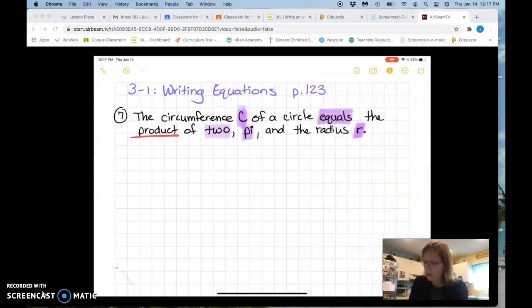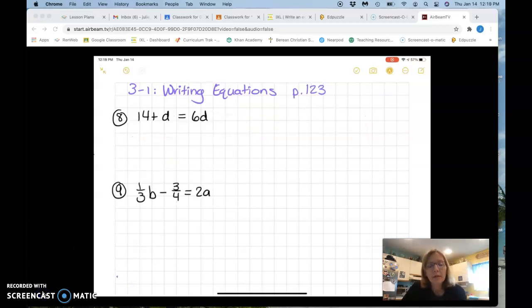So here we go. So the circumference C equals the product of 2 and pi. So 2 pi and the radius. So that's the product of all three of those things. Product means multiply, so just write them next to each other. 2 pi and r. So C equals the product of 2 pi and r. And that's it. All right, so for this last part, it says translate each equation into a verbal phrase.